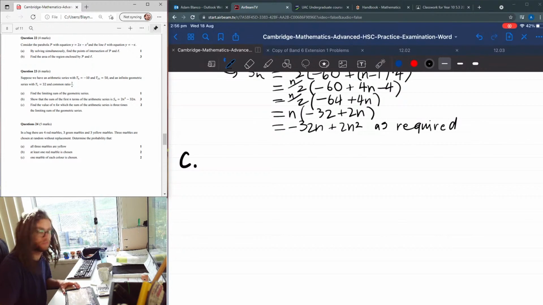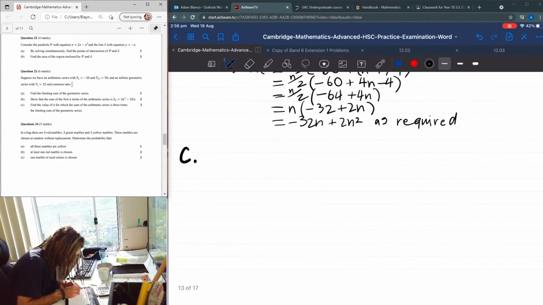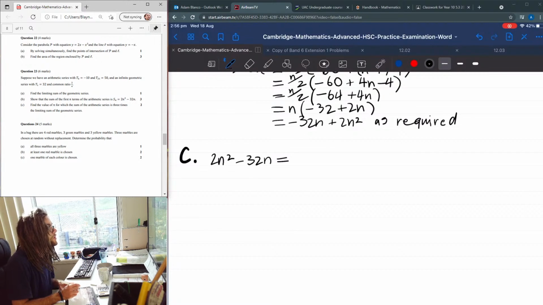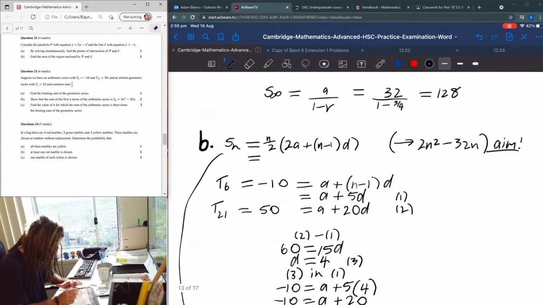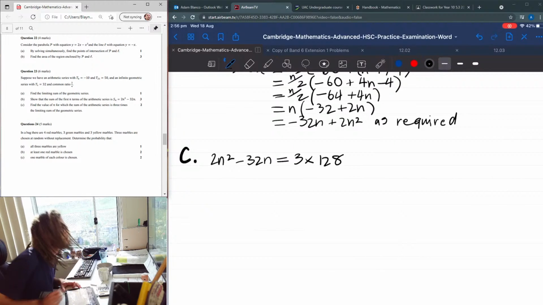The value for which the sum of the arithmetic series. Okay, well, the last question just made me prove what that is. So the sum of that is 2n squared minus 32n. That's what I was just told the arithmetic series is. I want that to be 3 times the limiting sum of the geometric series. Now, the first question made me do that. That was this 128. So 3 times 128. And I want the value for n.